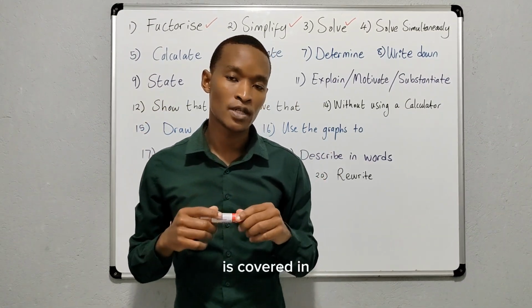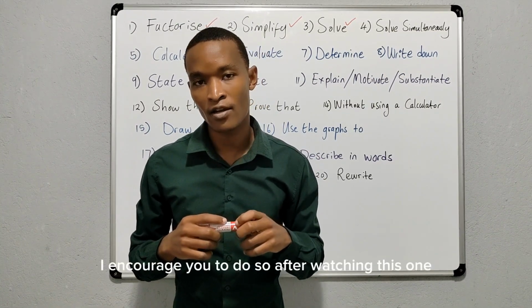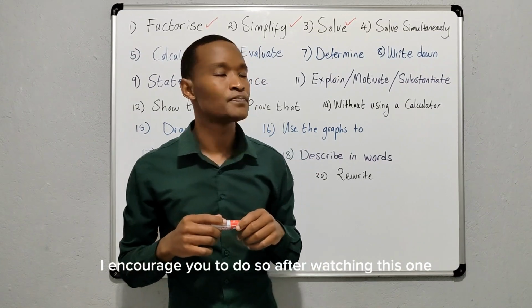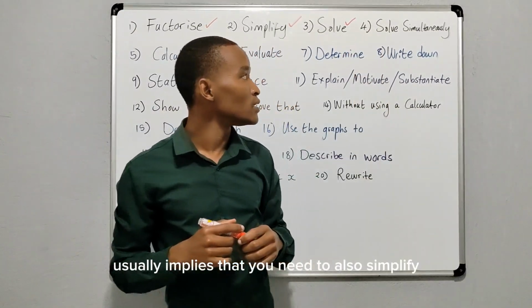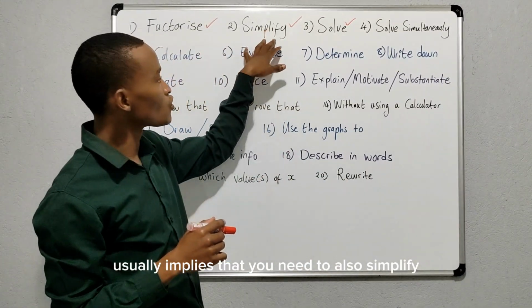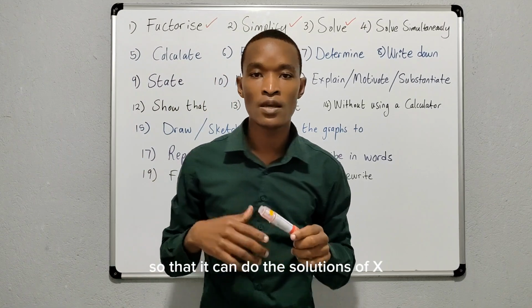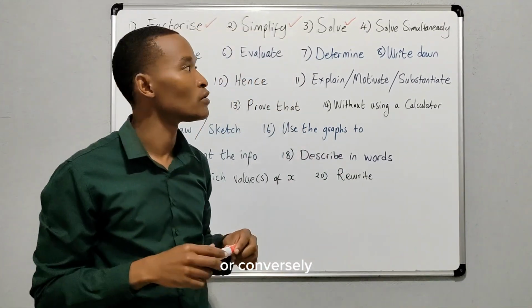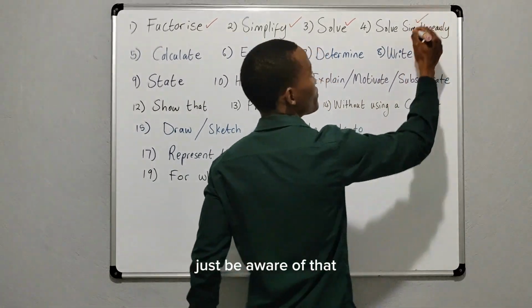That is covered in one of my videos, so if you have not watched that lesson, I encourage you to do so after watching this one. All right, so solving simultaneously usually implies that you need to also simplify and factorize along the way so that you get to the solutions of x and ultimately y, or conversely. All right, so just be aware of that.